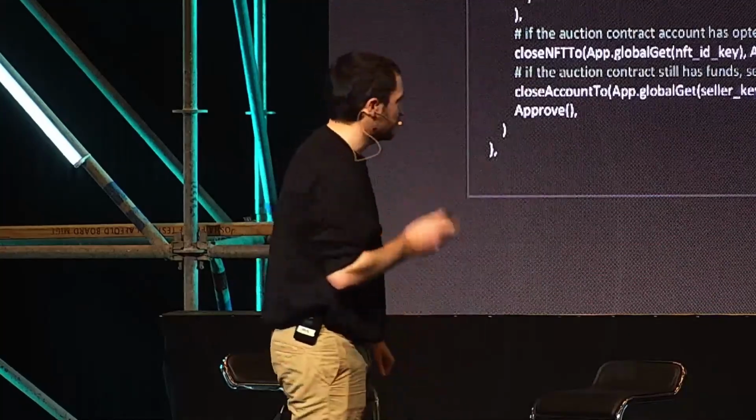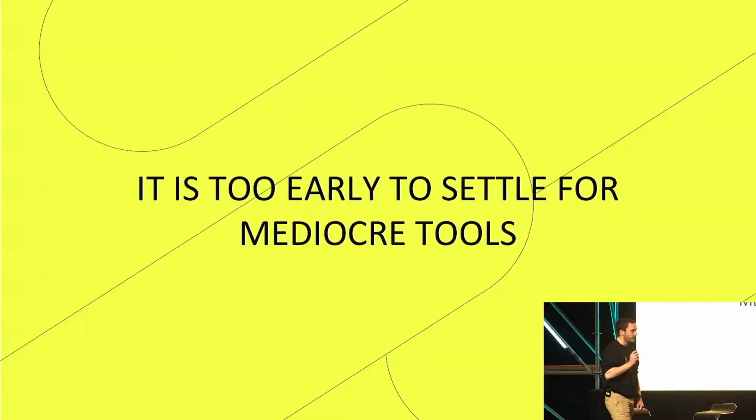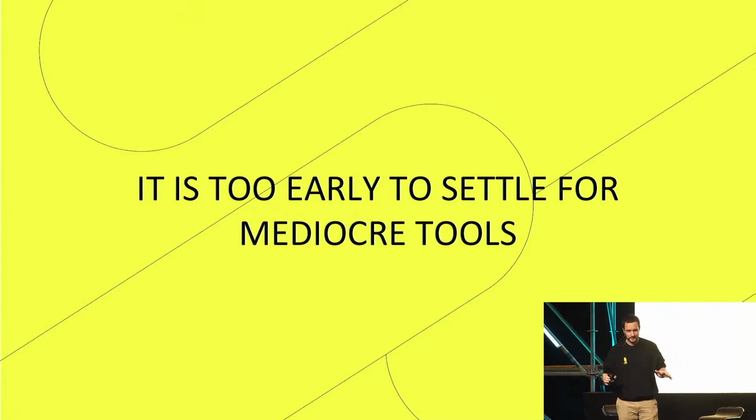So we wanted something better. And we don't want to fragment the ecosystem into multiple languages. But at the same time, I really believe it's too early to settle for mediocre tools. As I said, we're only a few years into this Algorand ecosystem. If we're going to be in this for the long term, we need good tools, and we shouldn't settle too early on the first thing that we try. So I really believe we need to try multiple things and see what works, see what doesn't.